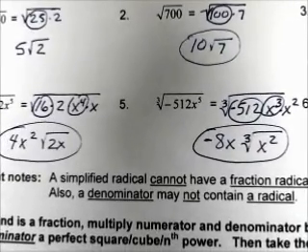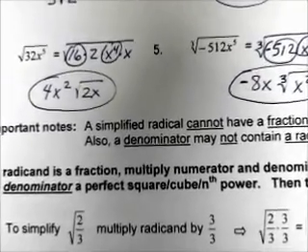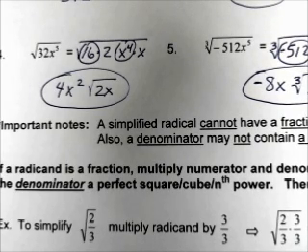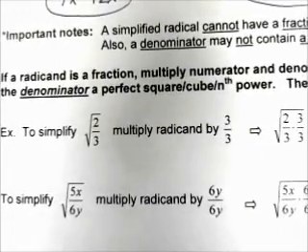It's important to note a simplified radical cannot have a fraction radicand. Also, a denominator may not contain a radical. If a radicand is a fraction, we multiply the numerator and denominator by a value which will make the denominator a perfect square, cube, or nth power. Then take the root. To simplify, the square root of 2/3.